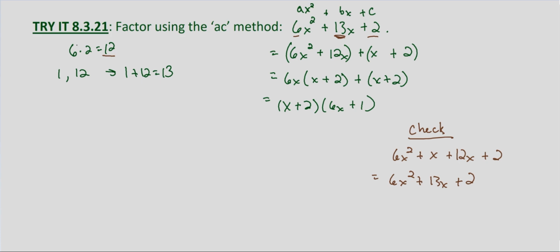But now we're looking at a times c and then the factors and breaking up that 13x into the factors that add to it but multiply to the last term, the constant, and then factoring by grouping just as we have in the past. And long story short, 6x squared plus 13x plus 2, using the AC method, we determined is x plus 2 times 6x plus 1.